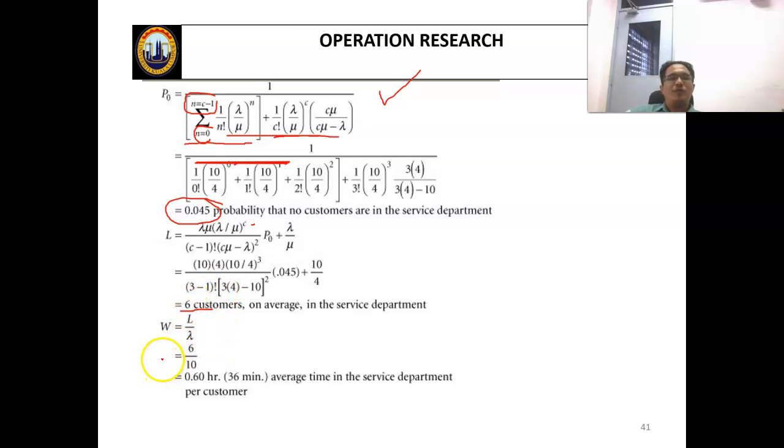Okay, W is L over lambda. L is 6, lambda is 10, so 0.6 hour. So equivalent to 36 minutes. How I get 36 minutes is 0.6 times 60 minutes, so 36 minutes. On average, if we go to that post office, that means we need to spend an average of about 36 minutes.